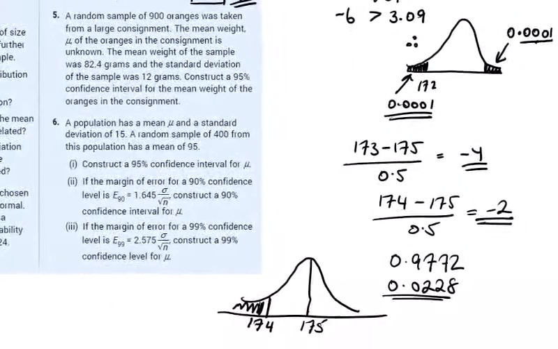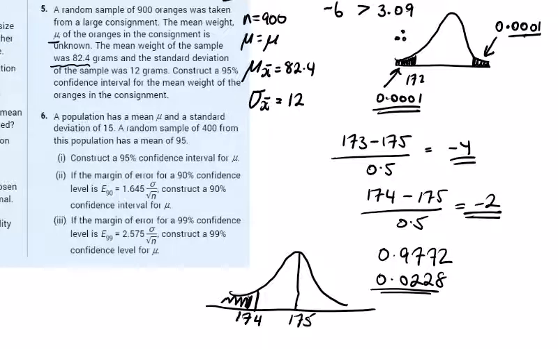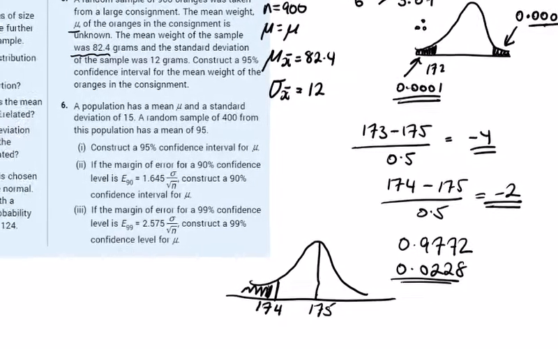Question 5, a random sample of 900 oranges, n is equal to 900. The mean weight, mu, of the oranges in the consignment is unknown. We don't know the mean weight. The mean weight of the sample is 82.4. The standard deviation of the sample was 12. Well, we can take the standard deviation of the sample to be that of the general population with the central limit theorem. Construct a 95% confidence interval for the mean weight of oranges in the consignment.